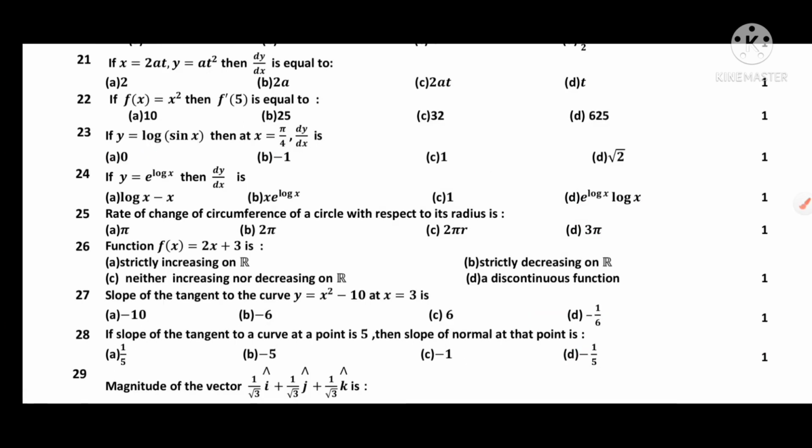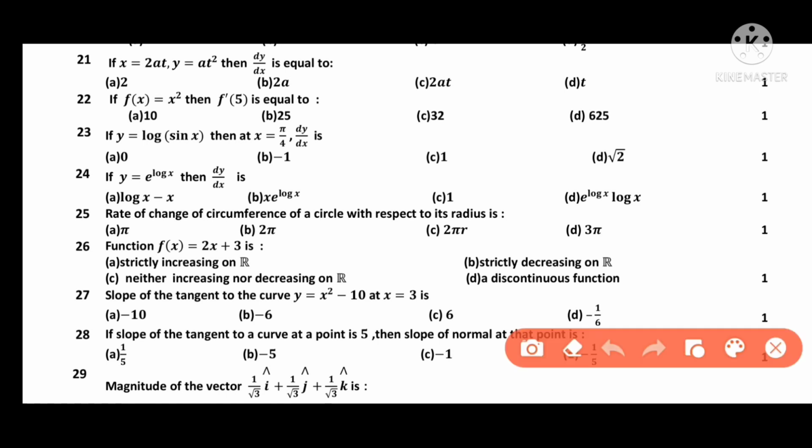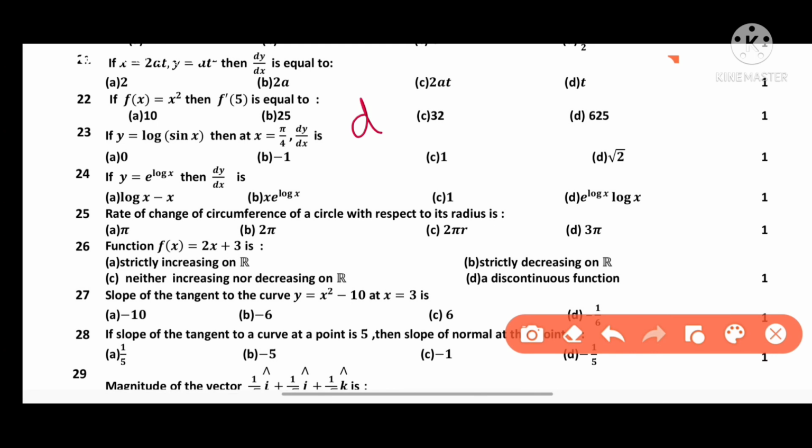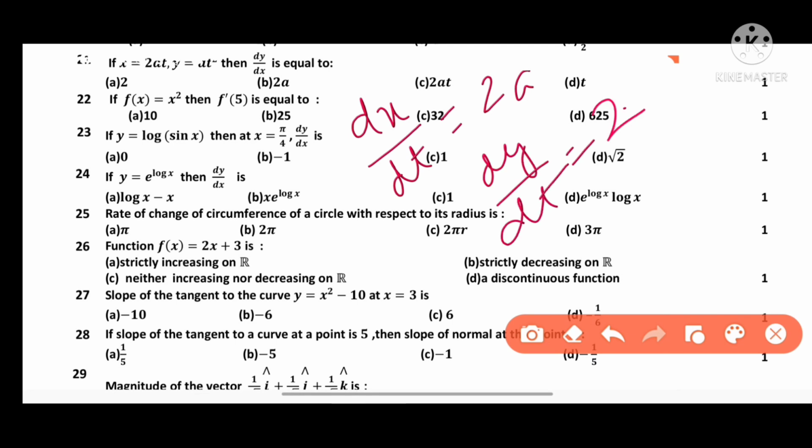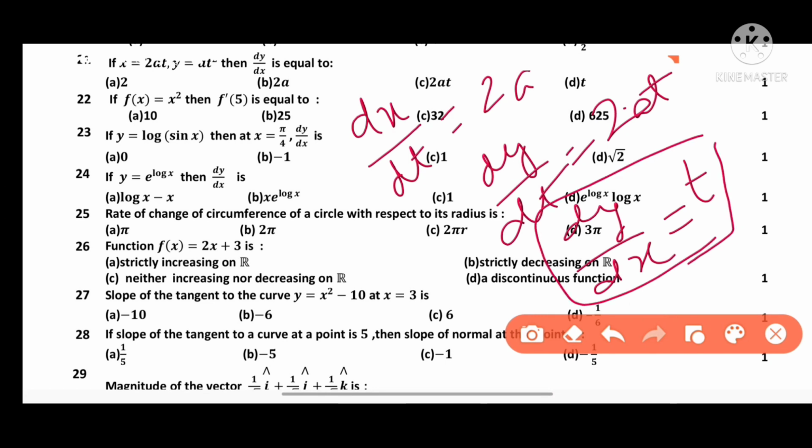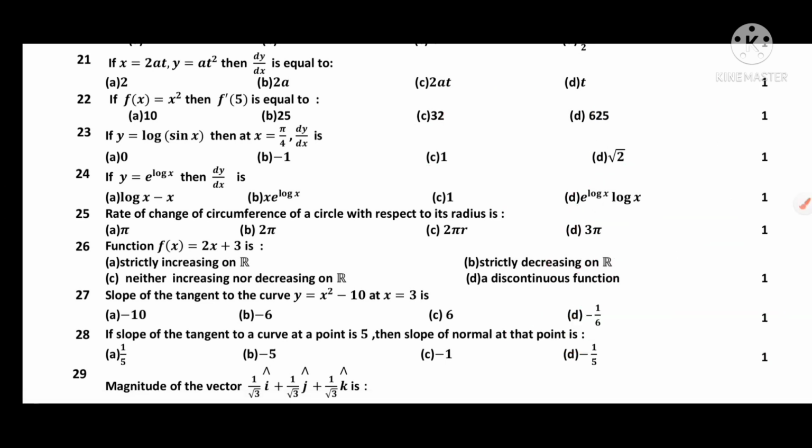Next, question number 21. If x is equal to 2at and y is equal to at square, then dy by dx is equal to. dx by dt is equal to 2a and dy by dt is equal to 2at. Now by dividing, dy by dx is equal to t. So D is right option.